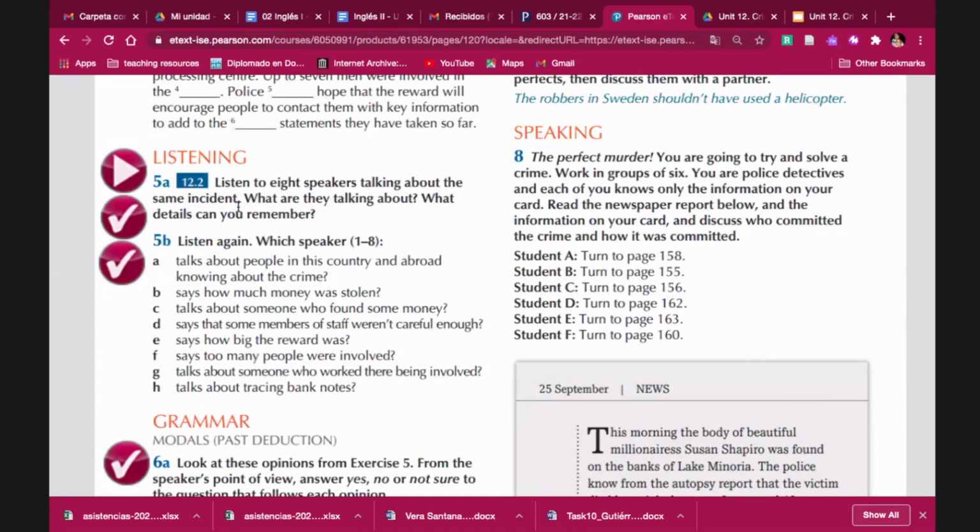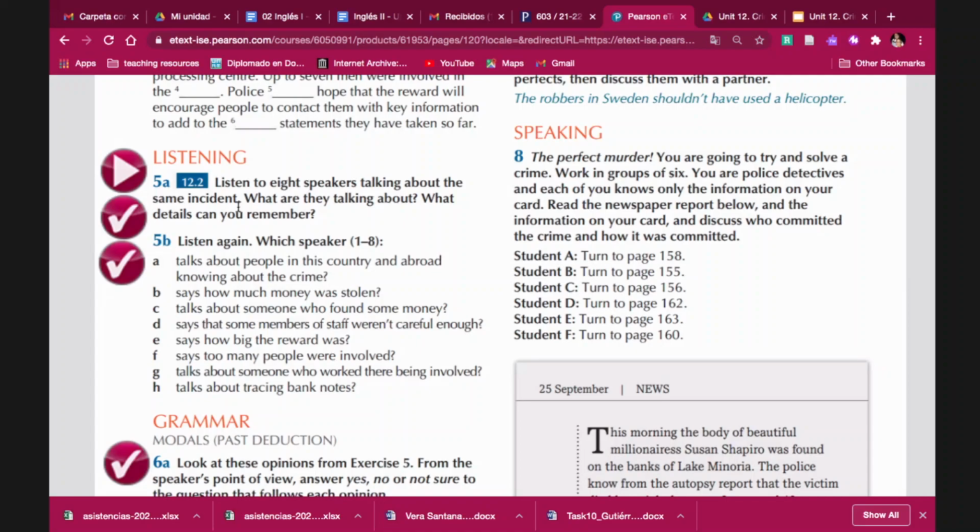Okay, thank you, Chevel. Ricardo, please, what about the next letter, is it E? Letter E, please. Says how big the reward was, number 8. No, the reward. That means the money given by the police for the people who help. 2 millions, no sé qué es ese signo. 2 million pounds. Pero ¿quién lo dijo? Which speaker said that? 4. Speaker number 4, okay? So the reward was 2 million pounds. Okay, good, thank you.